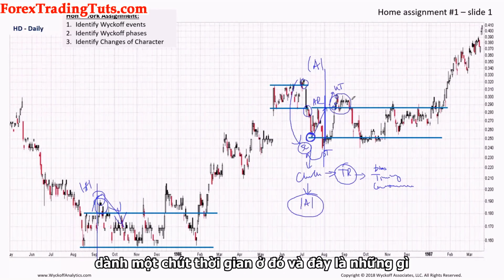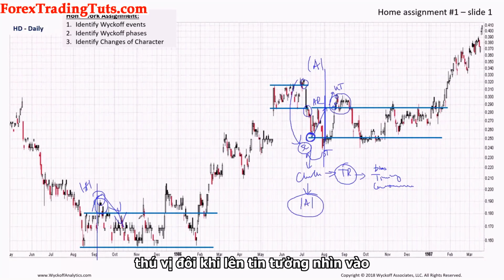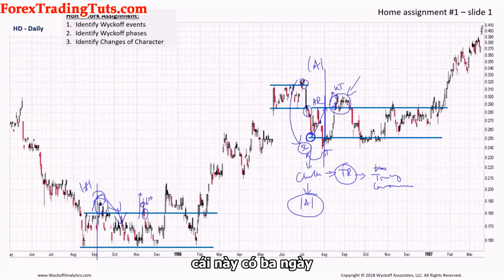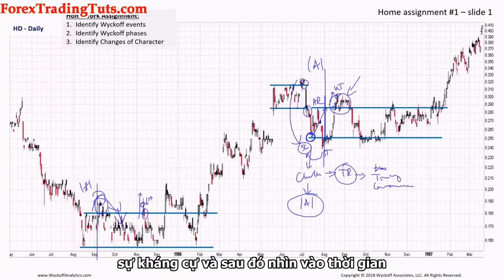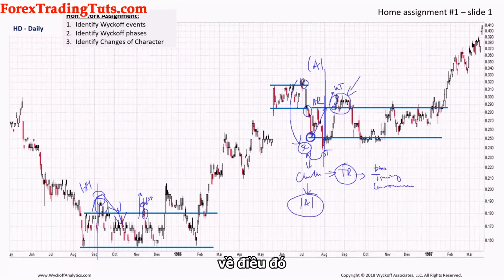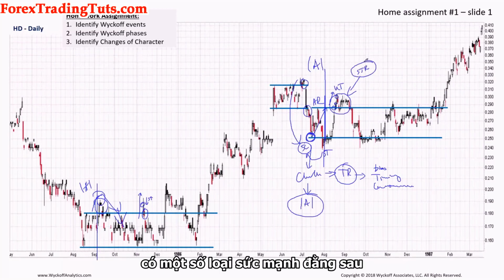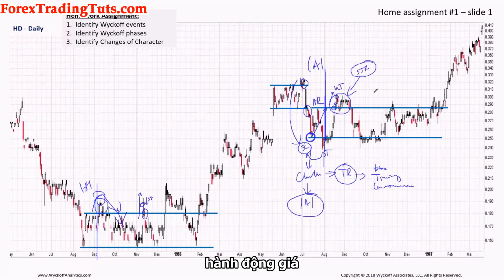Spend some time there. And this is what's interesting. Sometimes with an upthrust, look at this upthrust, it goes up, commits really quickly, and then by the end of the session already shows some supply, and then the next day comes back into the trading range. This one is different. This one has 3 days above the resistance, and then look at the time it spends, maybe 2 weeks above that point of resistance. So what does it tell us? It tells us that there is some kind of strength behind the price action.